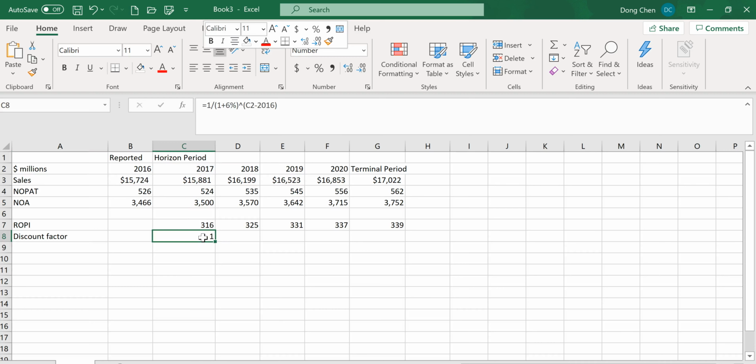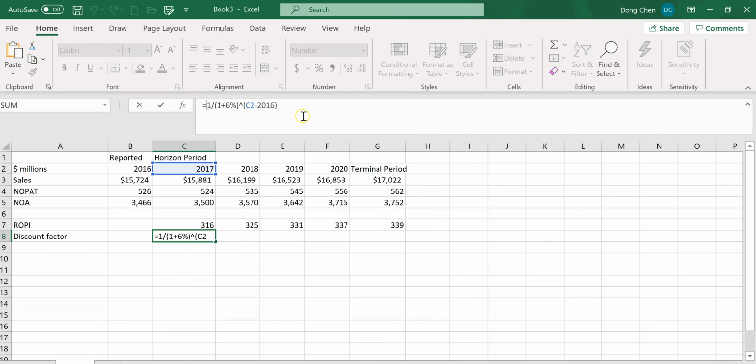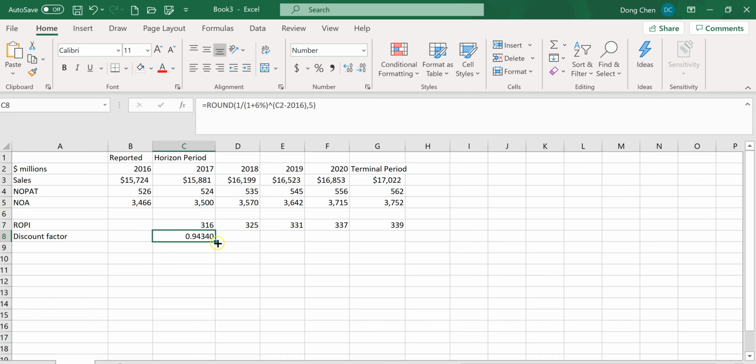But the reason this shows 1 is because I kept 0 decimal places. So I want to follow the instruction by keeping 5 decimal places. And a better way to do that is simply to use the round function, and then keep 5 decimal places. And then when I pull all the way to the right, to the last year of the horizon period, right? I don't have to do this for the terminal period, because for the terminal period, I will use a different formula to calculate the present value.